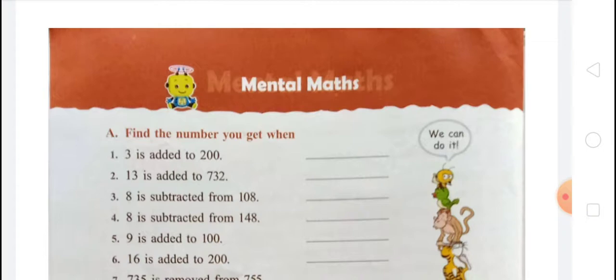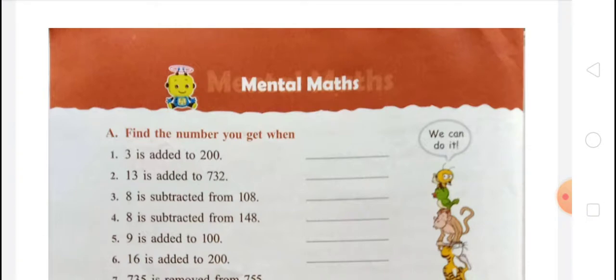On the last day we learned many topics, and our chapter was addition and subtraction of bigger numbers. In this topic we learned adding 2-digit numbers, and the subtopics were adding without regrouping and adding with regrouping, adding 3-digit numbers, and after that subtracting bigger numbers, and after that the story sums also. Today our topic is mental math related to addition and subtraction of bigger numbers.